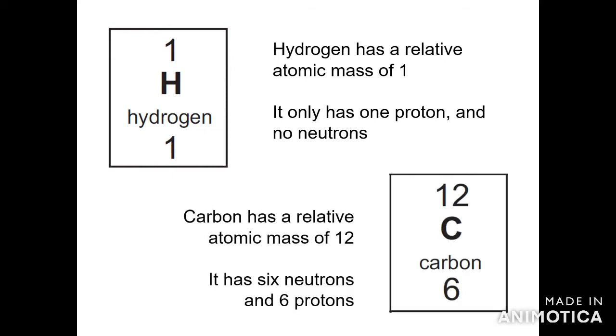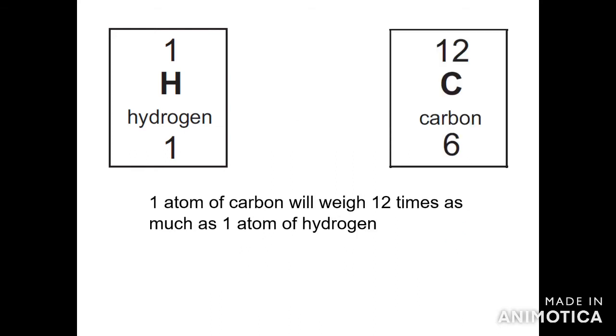Let's have a look at another type of element, the first one from our starter. Let's look at carbon. This has a relative atomic mass of 12. Now, why? Well, as we've already discovered, it has 6 protons and 6 neutrons. This is the equivalent of our large marbles. Each atom is heavier, has more mass than the hydrogen atoms. How does this help? 1 atom of carbon will weigh 12 times as much as 1 atom of hydrogen.